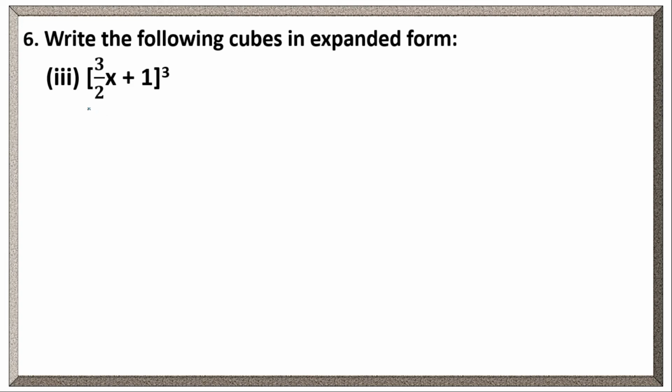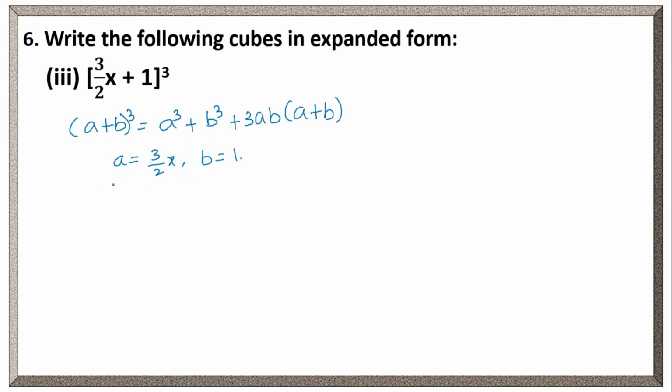Let's see third bit, which is in the form of (a + b) whole cube. Clear? We know the formula a cube plus b cube plus 3ab into (a + b). Yes or no? Yes. To do all these problems, we should be perfect with all these algebraic identities which are given in the textbook. Clear? Now, in the place of a, we have 3 by 2 x. In the place of b, we have 1. Clear? Now, substitute in the identity.